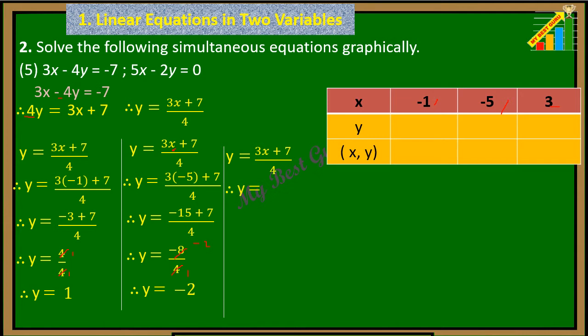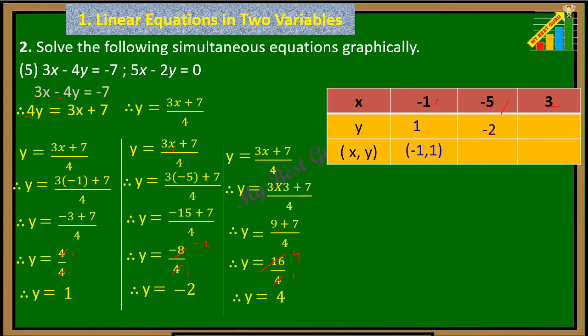So y is equal to (3x plus 7) divided by 4. Put the value of x as 3. So (3 multiplied by 3 plus 7) divided by 4. 3 multiplied by 3 is 9, so it is (9 plus 7) divided by 4. 9 plus 7 is 16, divided by 4. 4 ones are 4 and 4 fours are 16. So the value of y is 4.